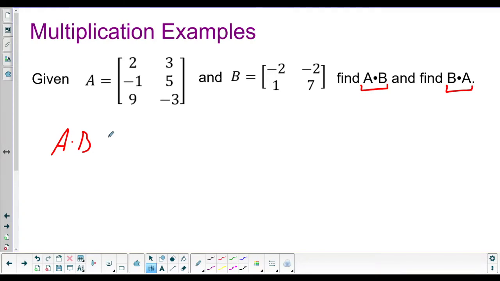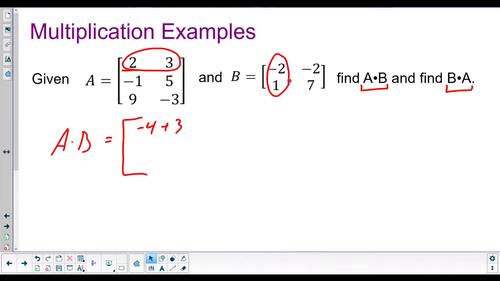So A times B is going to be a matrix. The first element, we're going to look at the first row times the first column, and we're going to add the terms together. So 2 times -2 is -4, plus 3 times 1 is 3. All right, next element. So now we go over to the next column. 2 times negative 2 is negative 4. 3 times 7 is 21.